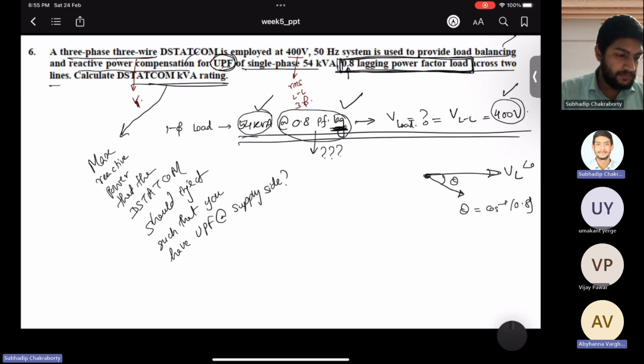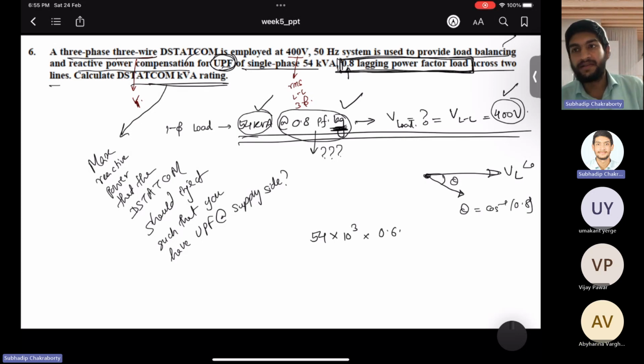54 kVA into sine theta. 54 into 10 to the power 3 into sine of theta, 0.6. Yes, it is 0.6. So what is it actually giving?